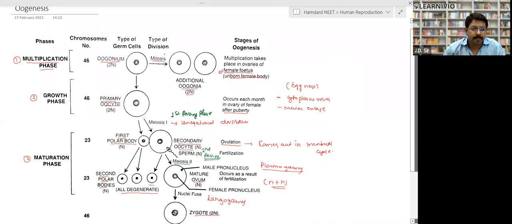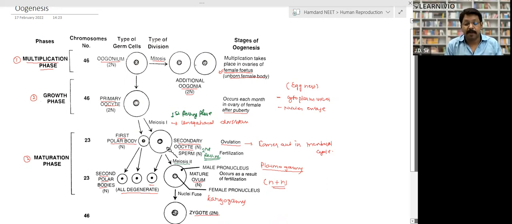They are diploid cells. In these diploid germ cells, mitosis takes place, meaning equational division. So from mitosis, from one diploid cell, two diploid cells are formed. At this time, multiplication takes place. The multiplication phase takes place in the ovaries of a female fetus, meaning an unborn female, when the female fetus is developing in the womb inside its mother's body.